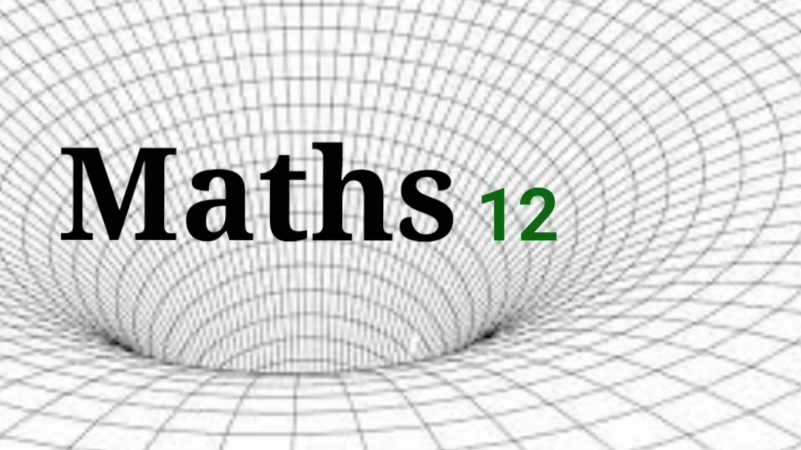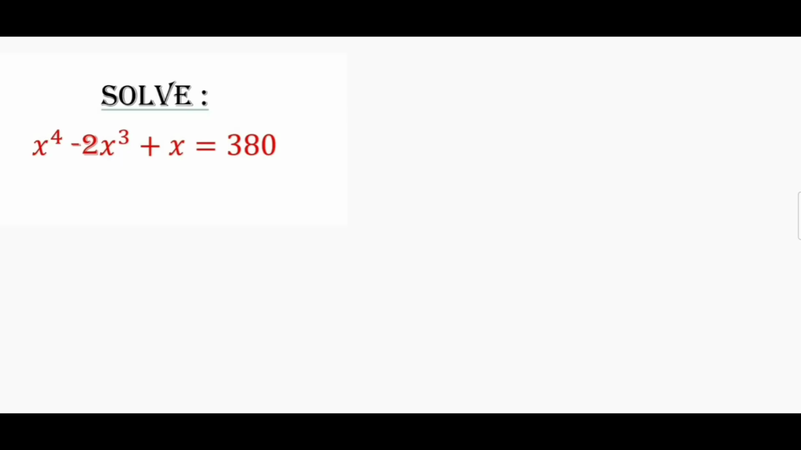Welcome to Maths 123. In this video, we'll solve the biquadratic equation x raised to power 4 minus 2x cubed plus x is equal to 380. So we can write this equation as x raised to power 4 minus 2x raised to power 3 plus x minus 380 is equal to 0.